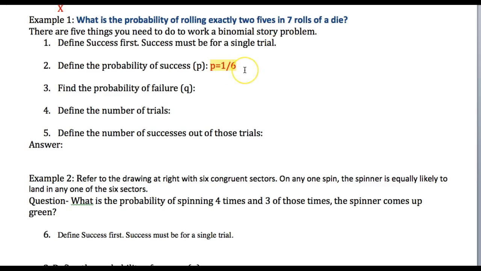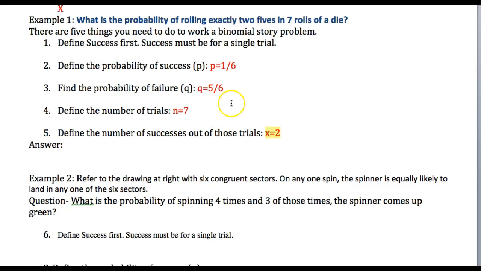And so then the probability of success would be 1/6. The probability of failure then, what would that be? Well, that would be 5/6. The number of trials, how many times are we doing this? That would be the 7. Then the successes, how many successes do we have? Is it 5? No, we're rolling 2 5s. 5 is just an outcome. 2 is how many we're looking at. So this would be x is equal to 2.